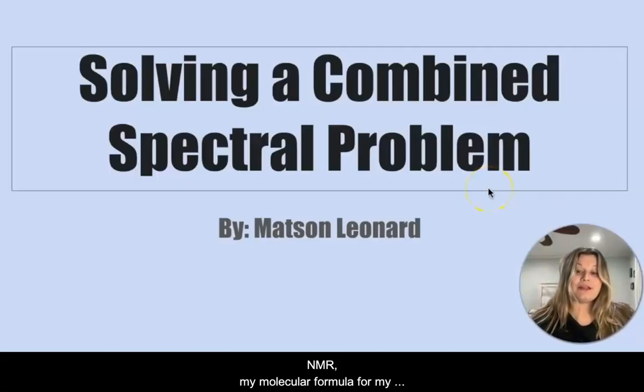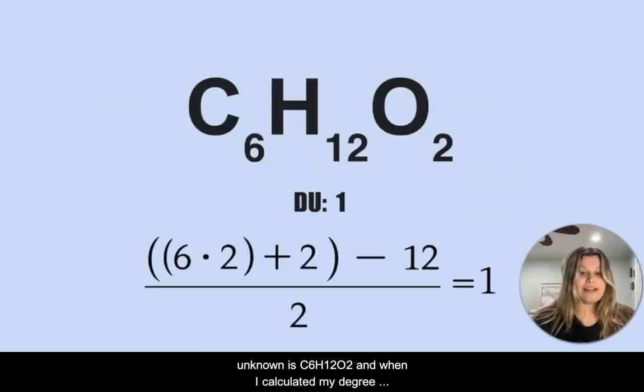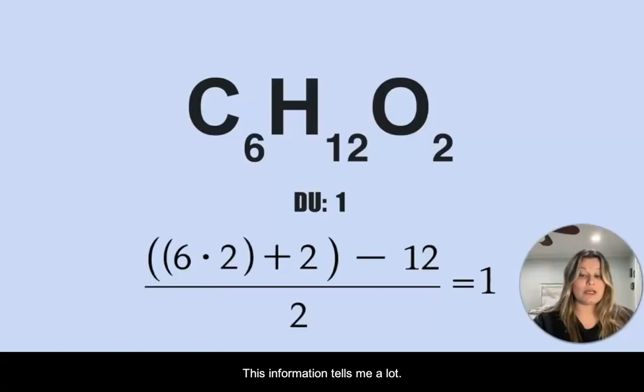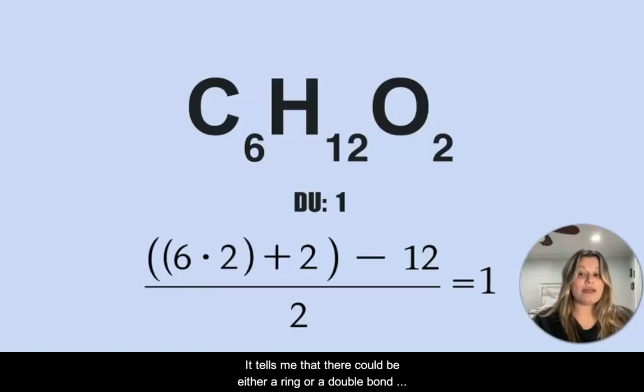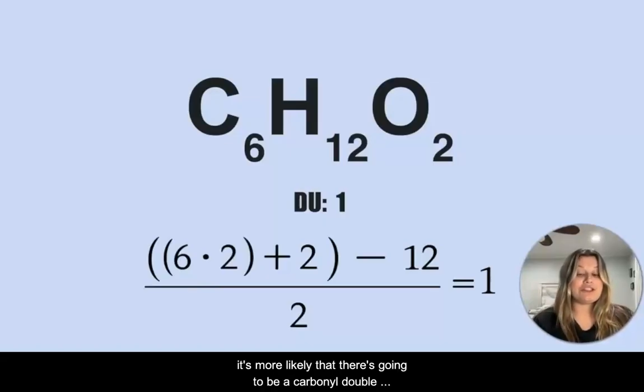My molecular formula for my unknown is C6H12O2. And when I calculated my degree of unsaturation, I received a value of 1. This information tells me a lot. It tells me that there could be either a ring or a double bond within my unknown structure. However, since there is oxygen present, it's more likely that there's going to be a carbonyl double bond rather than a ring present within the structure.